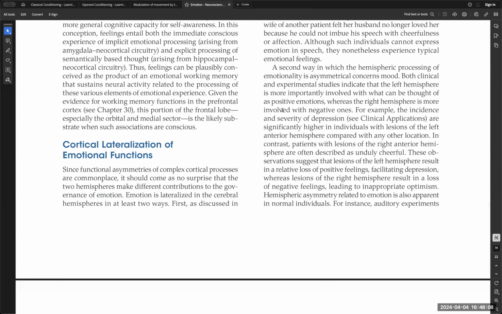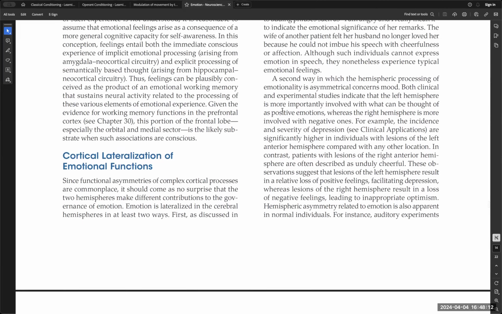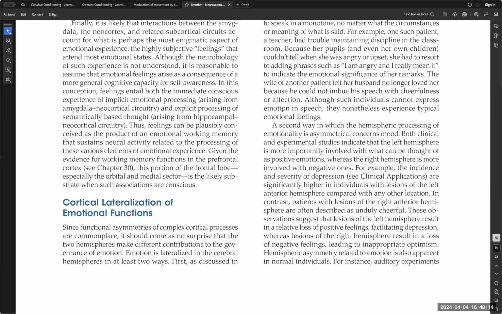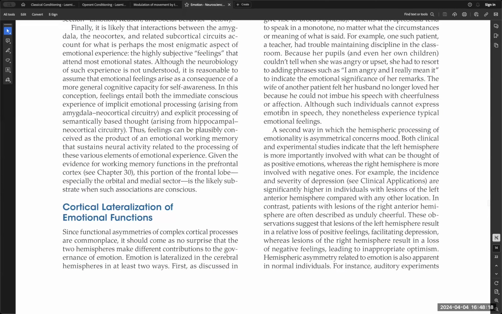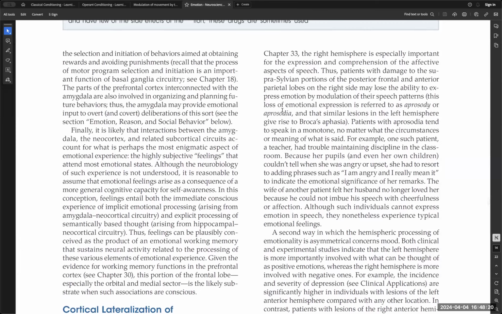Then we have cortical lateralization of expression of emotions. We'll talk about this in the language lecture. And basically, what we call prosody, or if you lose it, it's called aprosody, okay, or aprosodia. And that's actually mostly localized to the right hemisphere.